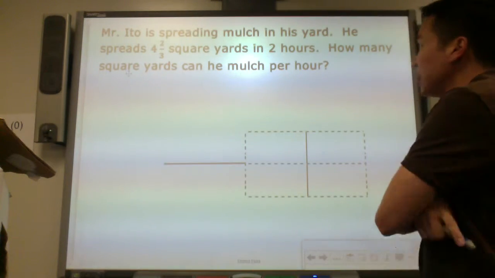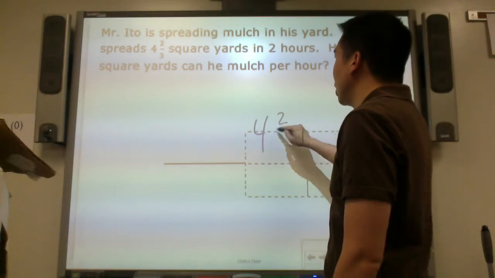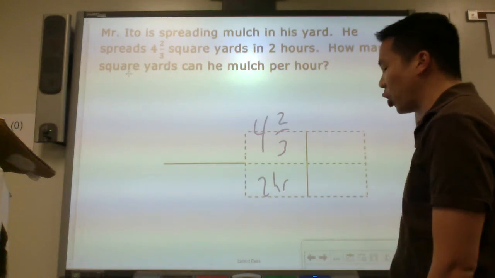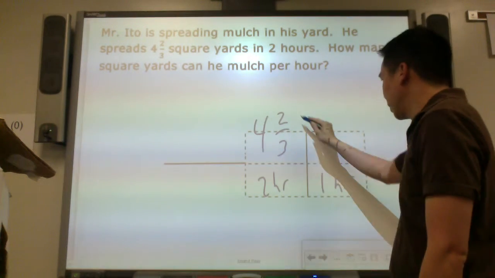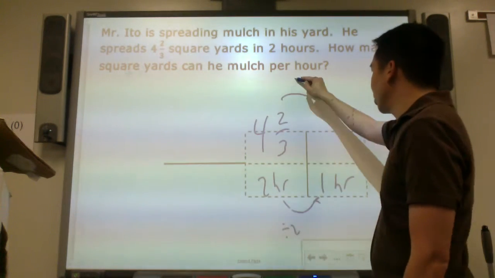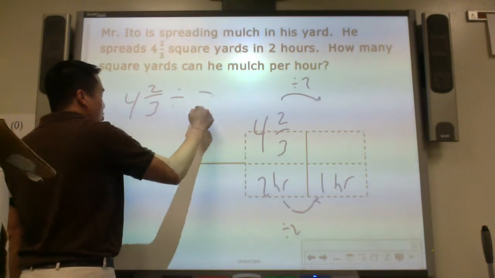Next one. Mr. Ito is spreading mulch in his yard. He can spread 4 and 2/3 square yards in 2 hours. How many square yards can he mulch per hour, for every 1 hour? Are we scaling up or scaling down? We're scaling it down by dividing by 2. So what's 4 and 2/3 divided by 2?